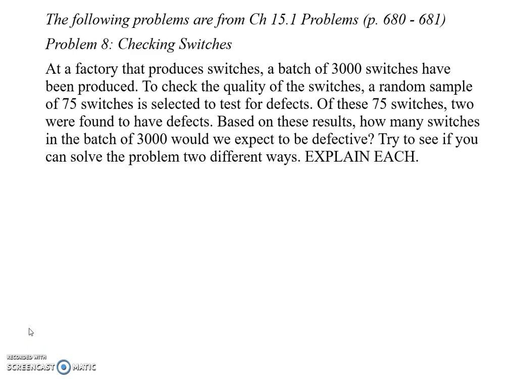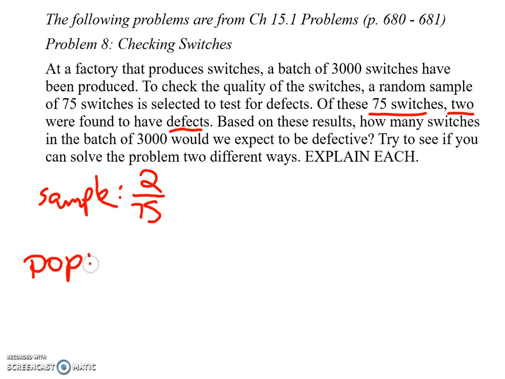So one way to set this problem up is to look at the ratio of the defective to the sample and then compare that to the ratio within the population. What we could say is that we know that there are 75 switches in the sample and 2 defects. So in the sample, we know that was 2 out of 75. And then in the population, we know that's some number out of 3,000. And we know that these have to be equivalent fractions if we're assuming that we did a random sample.